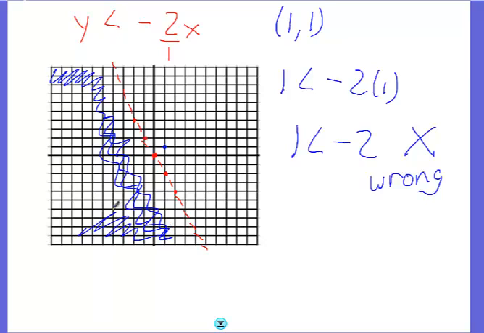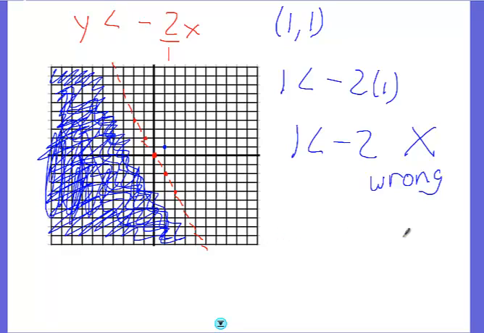Okay? Our test point was false because 1 is not less than negative 2. So instead of shading on the side of your test point, we shade on the other side of the graph. All right? And that's really it.